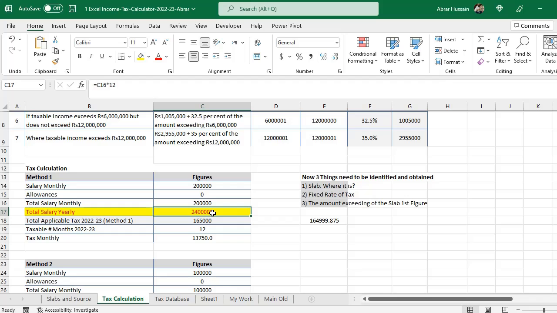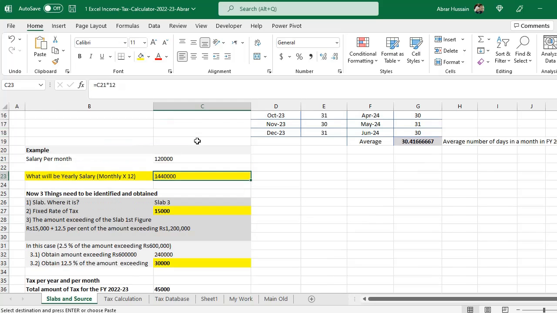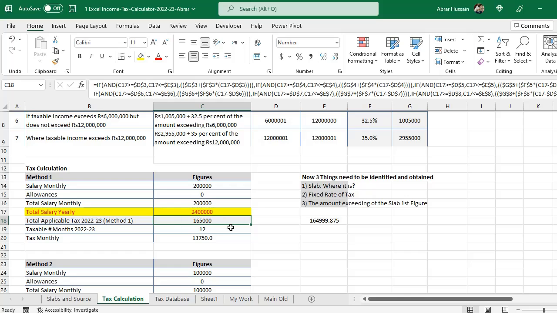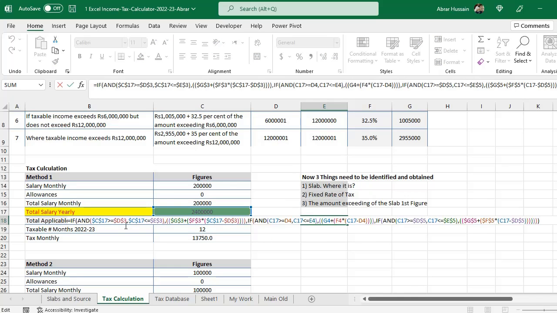Now let's verify this. 200,000 is the monthly salary. Let's come to this one. The total amount that you have to pay per year is 165,000, and here you see 165,000, which is verified. And per month you will have to give 13,750.